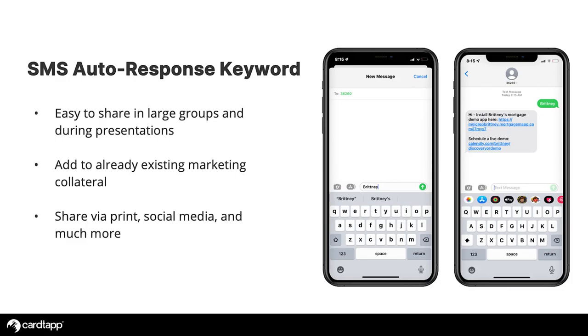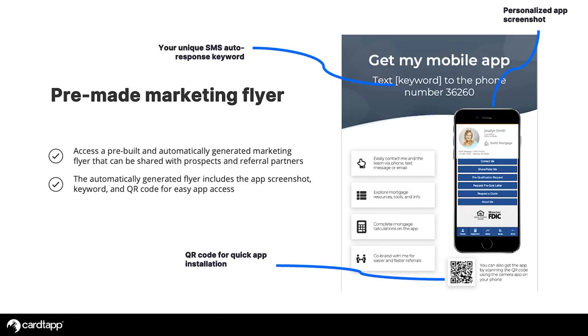Next, we'll look at the text auto-response keyword sharing. This method is great for sharing your app in large groups or during presentations, making it easy to capture leads and expand your network. Another effective sharing strategy is using the pre-built marketing flyer. This tool is perfect for events like open houses, allowing you to share your app with a wider audience.